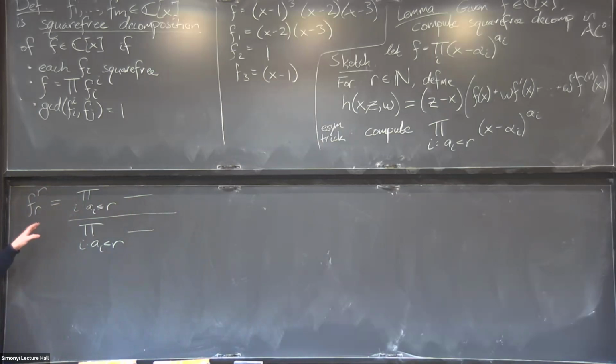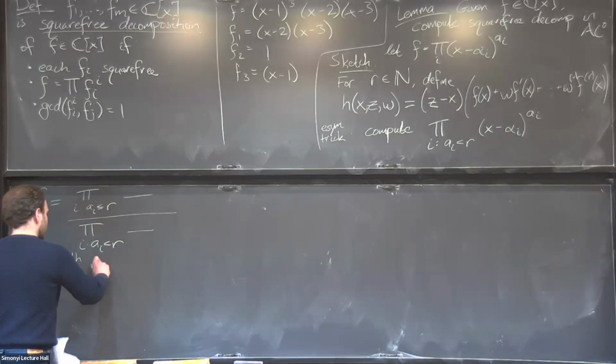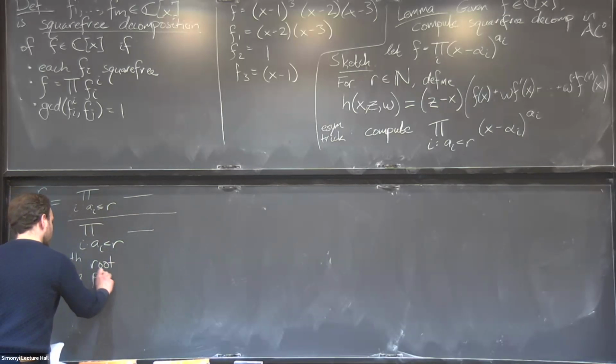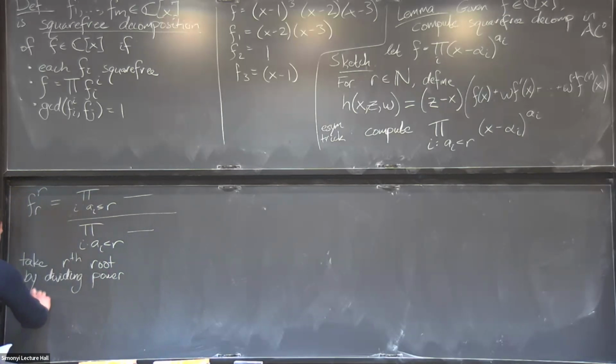So now we get this. I almost have the square-free decomposition, but there's this power of r sitting around. So how do you get rid of that? Well, you take this rth root by dividing the power sums by r. These power sums are playing the role of a logarithm, and so if I divide a logarithm by r, that's the same thing as taking an rth root. So this gives us the square-free decomposition.